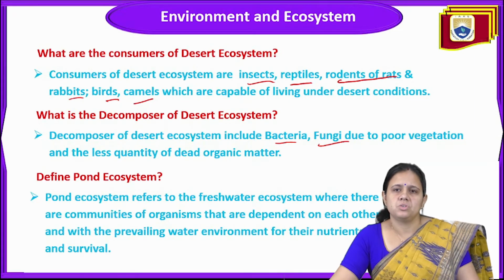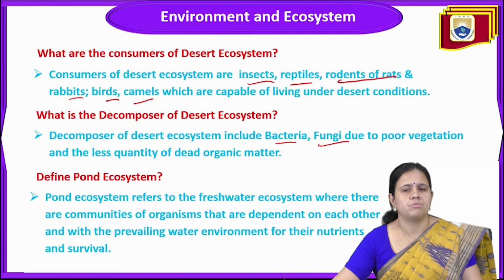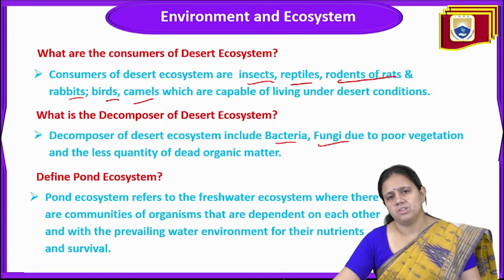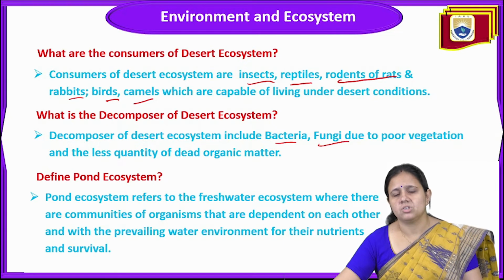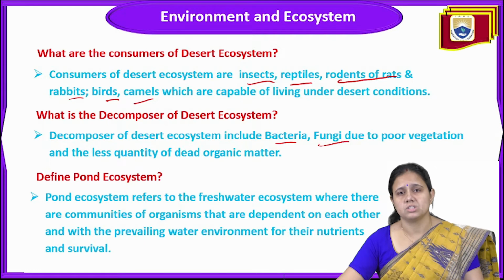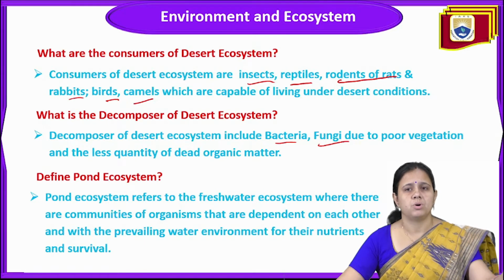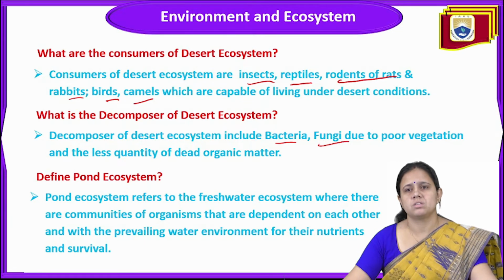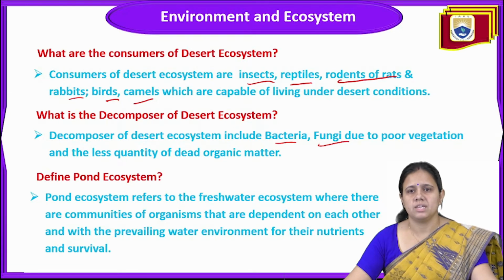Next, we are going to study the pond ecosystem. Define the term pond ecosystem. A very normal question that will come in the examination, or a very normal terminology associated with the pond ecosystem. The pond ecosystem refers to a freshwater ecosystem where there are communities of organisms that are dependent on each other with the prevailing water environment for their nutrients and survival.